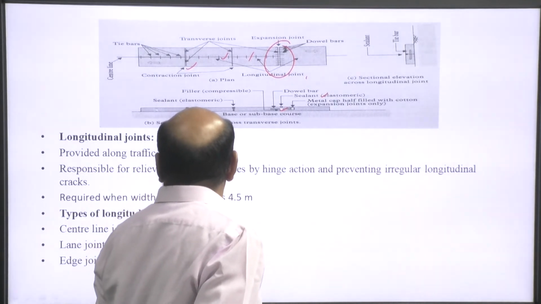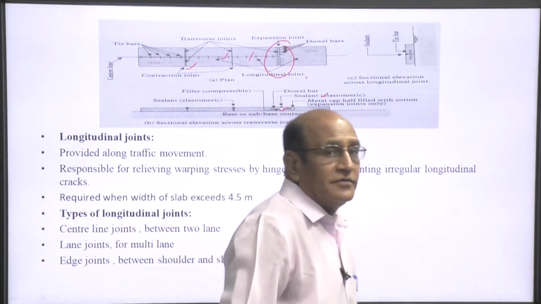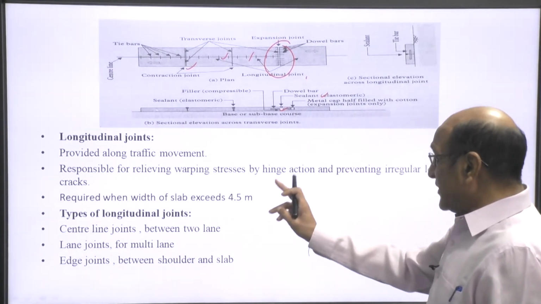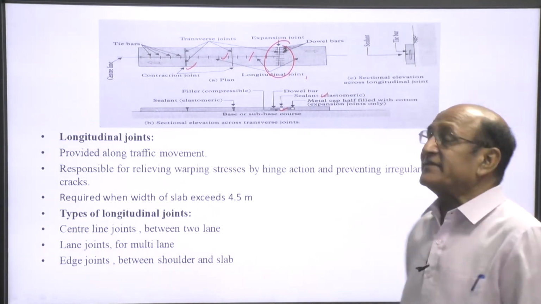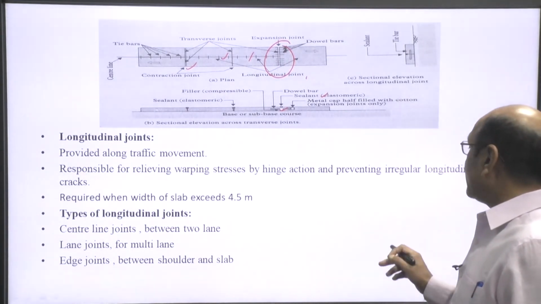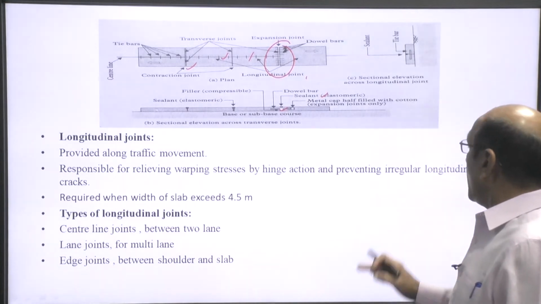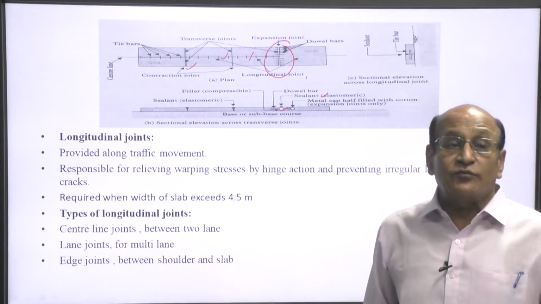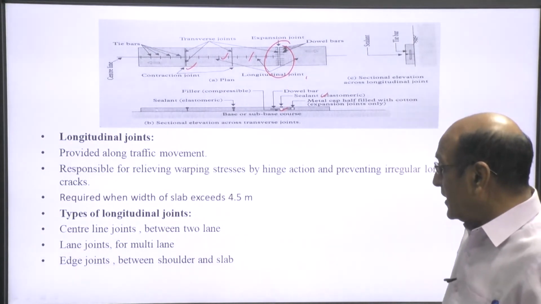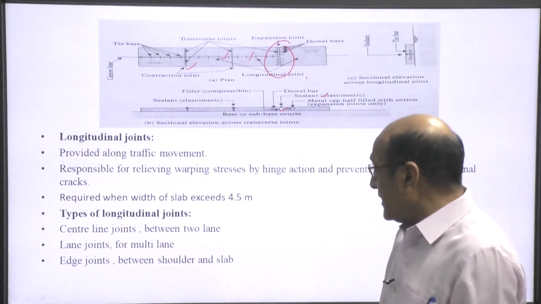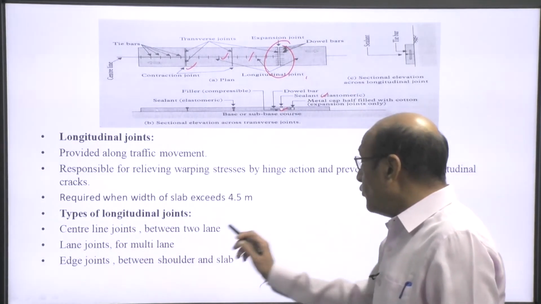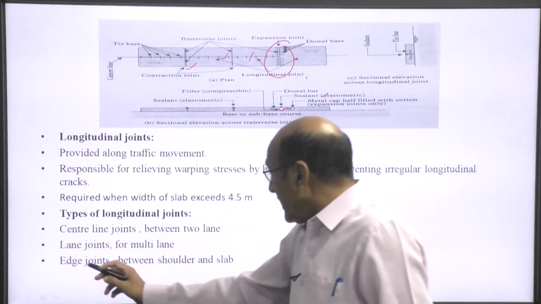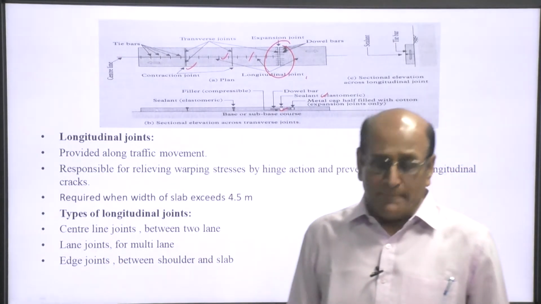Longitudinal joints are provided along the traffic movement, responsible for relieving warping stress by hinge action and preventing irregular longitudinal cracks, and required when the width of the slab exceeds 4.5 meters. The types of longitudinal joints are center line joints between two lanes, lane joints for multi-lanes, and edge joints between the shoulder and the slab.